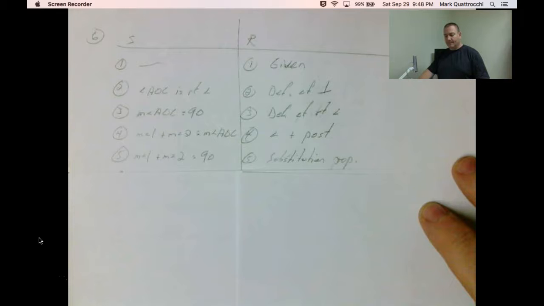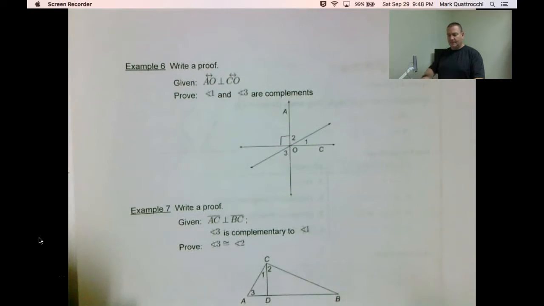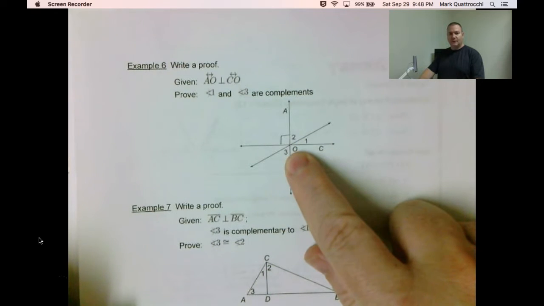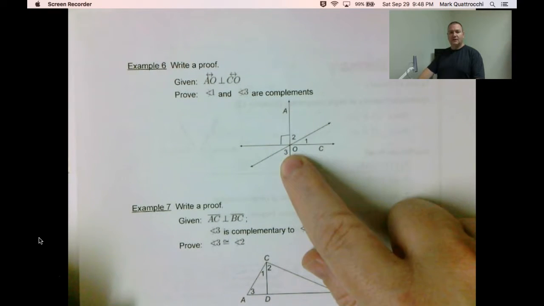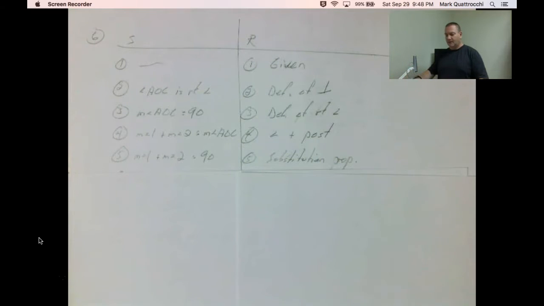Okay. What else do I know in this diagram? Well, let's look at angles 2 and 3 here. Angle 2 and angle 3 are vertical angles. According to the vertical angles theorem, they are congruent. Angle 2 is congruent to angle 3. How do I know that again? Vertical angles theorem, VAT.